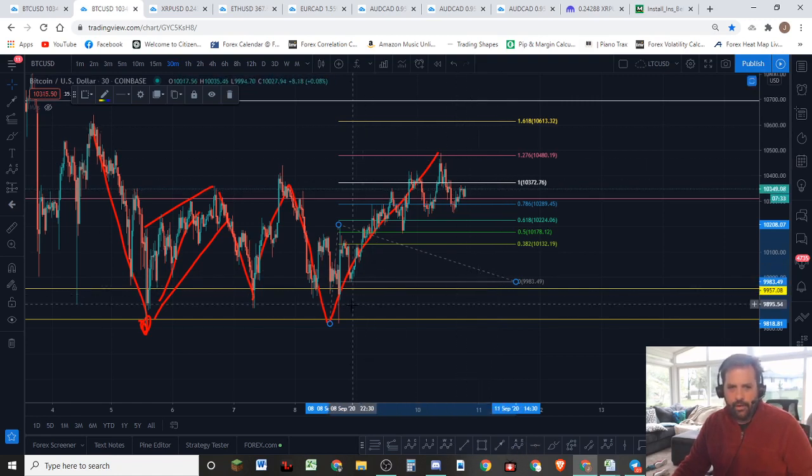We like in an impulse wave. I expect this to be 5 waves because I believe this is 5 waves right here. It's a diagonal. Now this could be 3 waves, and if this is 3 waves here and this is 3 waves there, this could be 3 waves, and we could be finished.